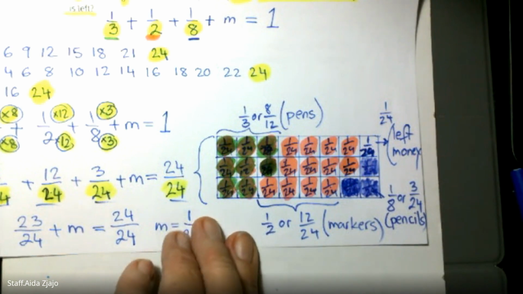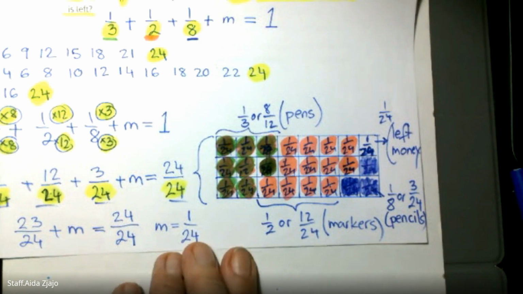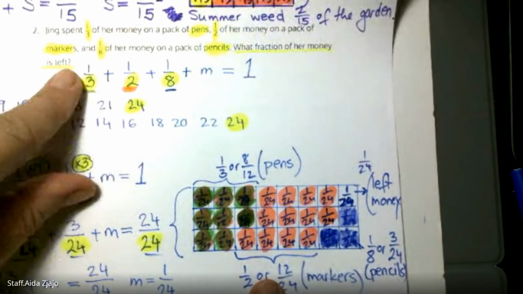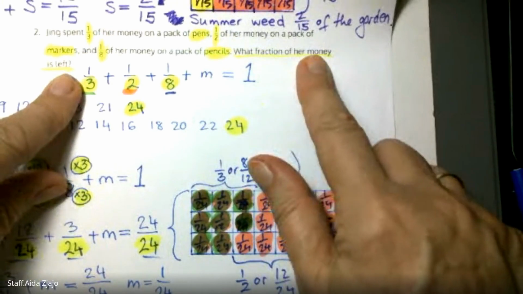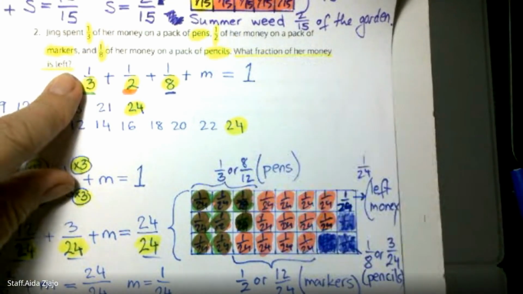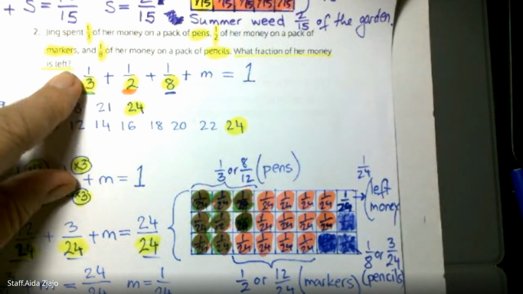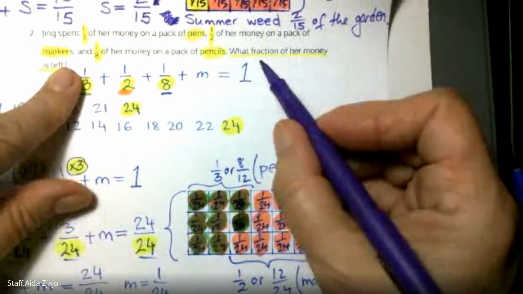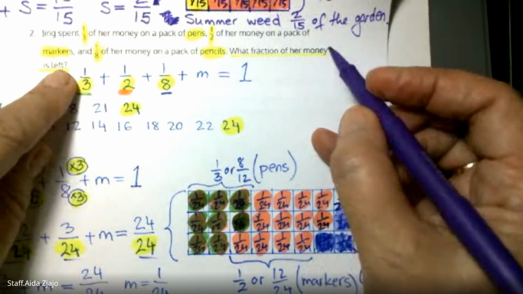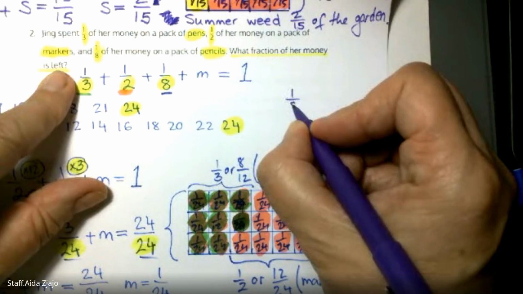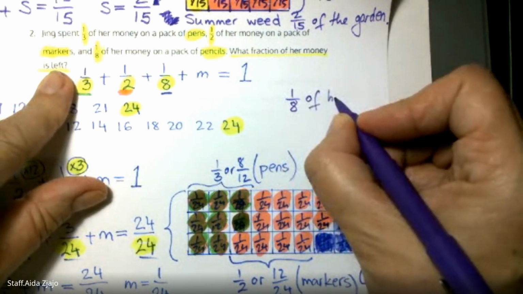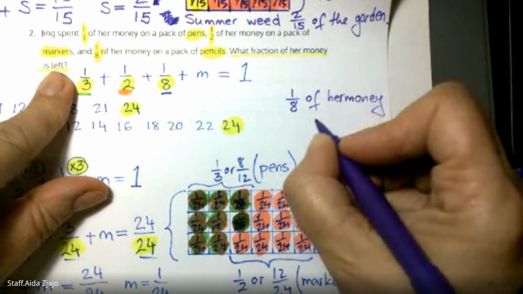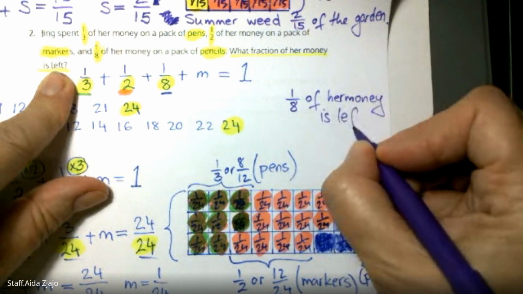So to complete, what fraction of her money is left? The fraction of money is 1/24. 1/24 is left of her money. So if you want to answer as a fraction in a word problem, what fraction of her money is left? 1/24 of her money is left.